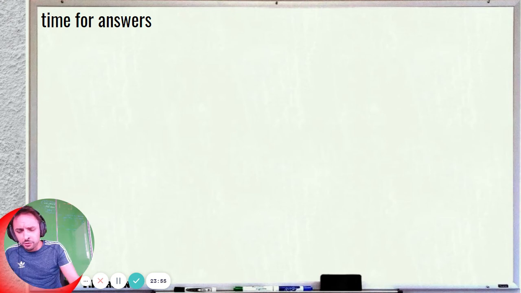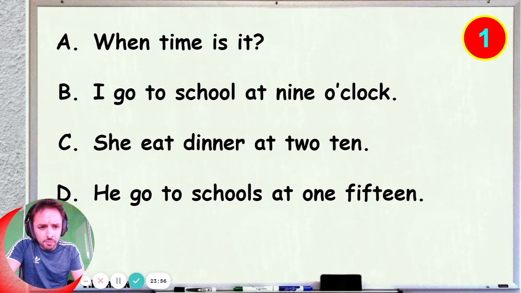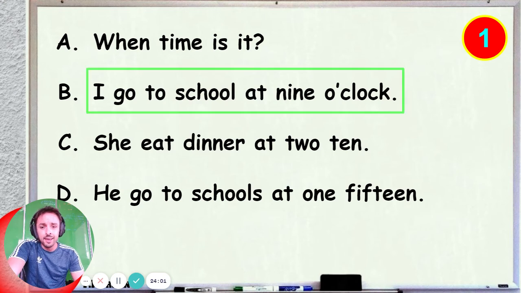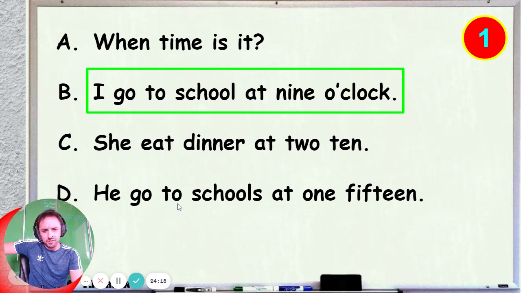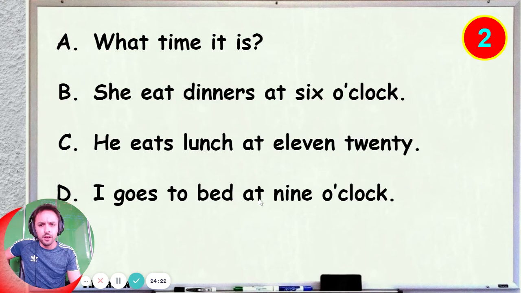Okay, time for answers. Let's go over your answers. Number 1, is it A, B, C, or D? It is B. I go to school at 9 o'clock. When time is it? It should be what time is it? She eat dinner. Need to add an S. Remember, he or she, you add an S. He go to school, not he go. You need to add an ES. He goes to school. And no S on school.